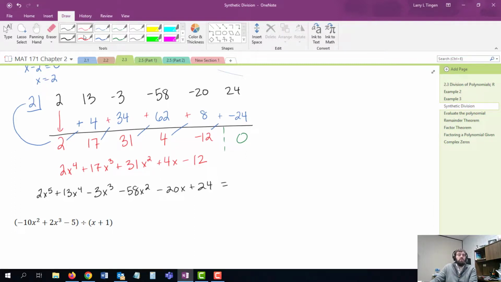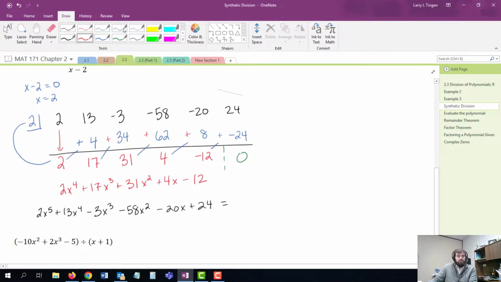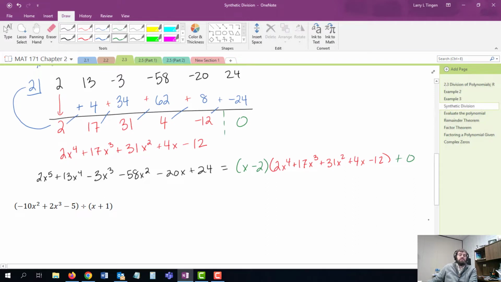24 is equal to the divisor, which was x minus 2 times the quotient. And the quotient is 2x to the 4th plus 17x cubed plus 31x squared plus 4x minus 12 plus the remainder, which is 0.